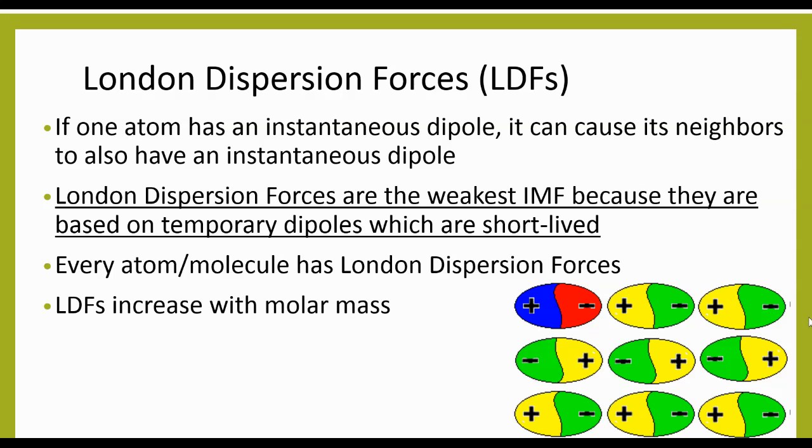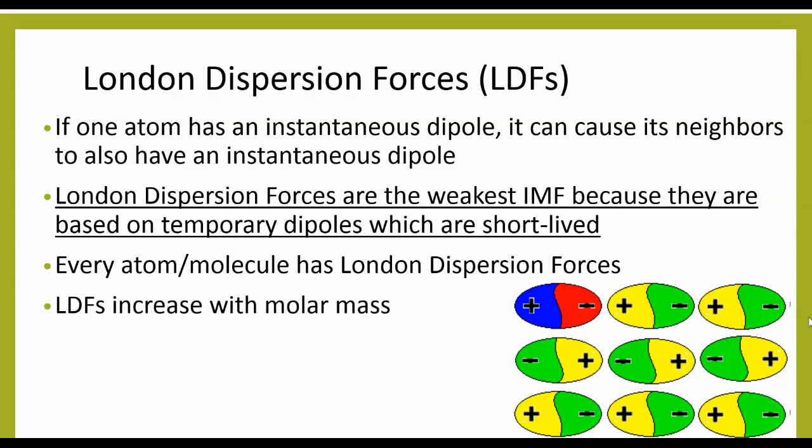So that blue and red atom, that one forms its instantaneous dipole first, and then it's going to impact its neighbors. Now keep in mind, opposites attract. So the positive of one is going to force a negative in the other. Now, London dispersion forces are the weakest intermolecular force because they're based on those instantaneous dipoles, which are temporary, and they only last a very, very short period of time. However, London dispersion forces are still important. That's because every single atom and molecule has London dispersion forces because they have electrons and they have a nucleus. So they are the most common intermolecular force.